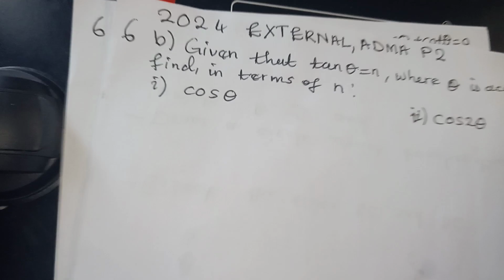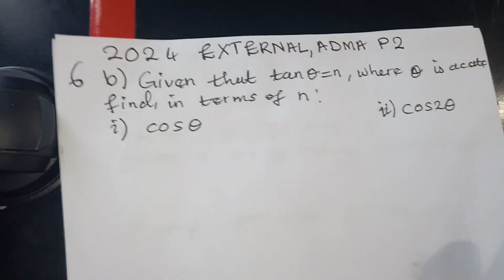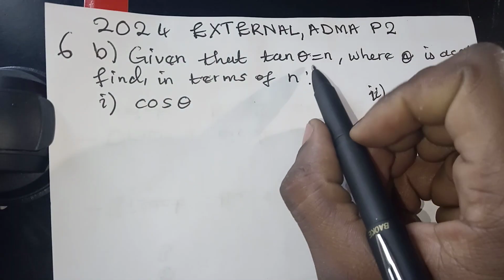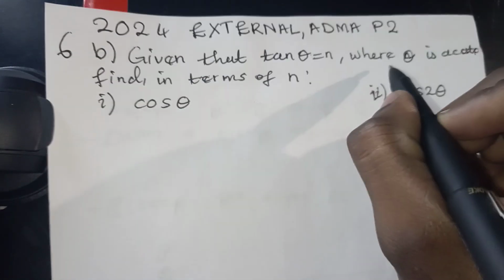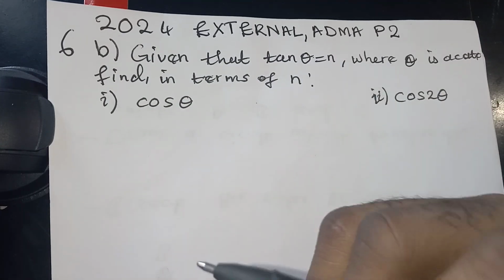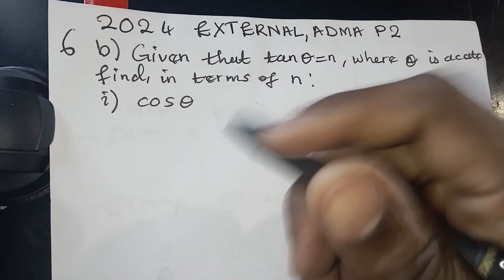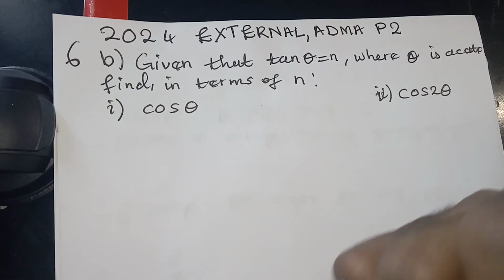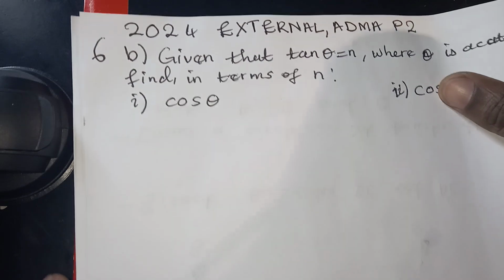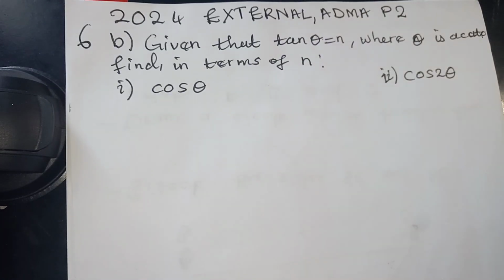And then part 2. This was an interesting question. Given that tan theta is equal to n, where theta is an acute angle, find in terms of n cos theta. So now you need to mess around with the identities you know so far.